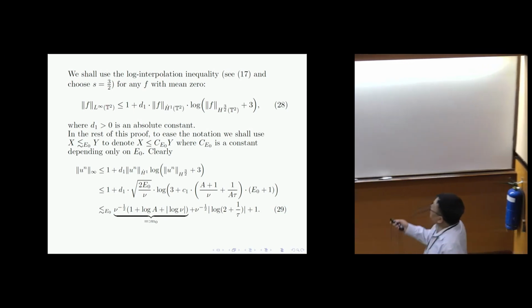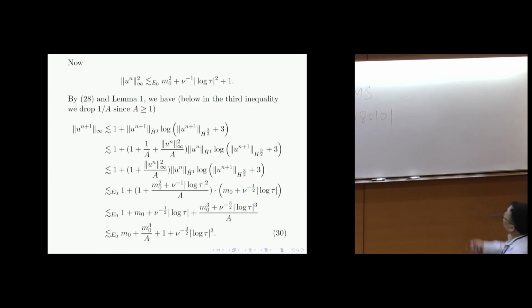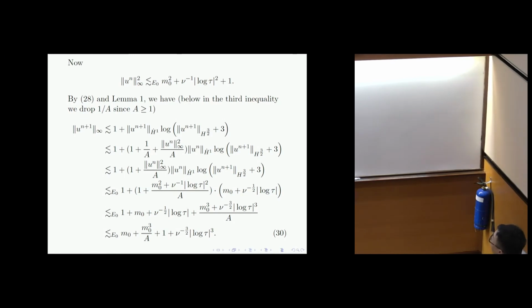And for U_n plus, we further write that to this term. So M0 squared, and then this term we have nu inverse and log tau. Now we drop this 1 over A, because we assume A is greater than or equal to 1 first.